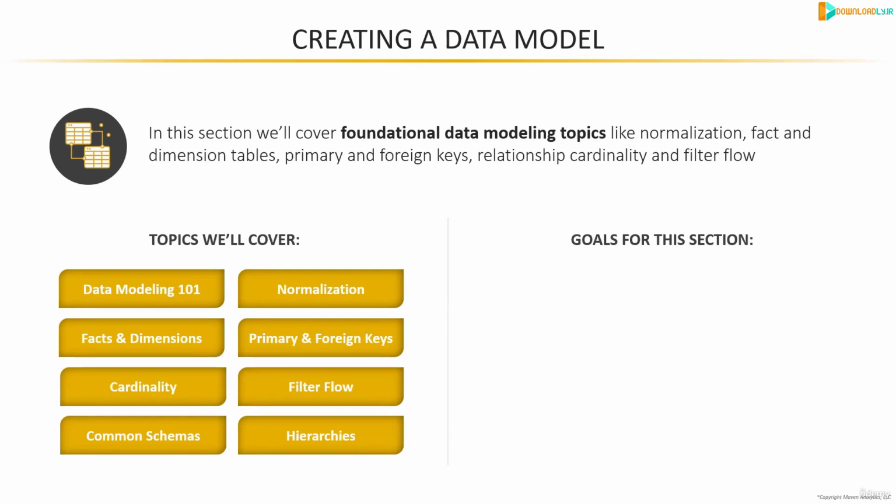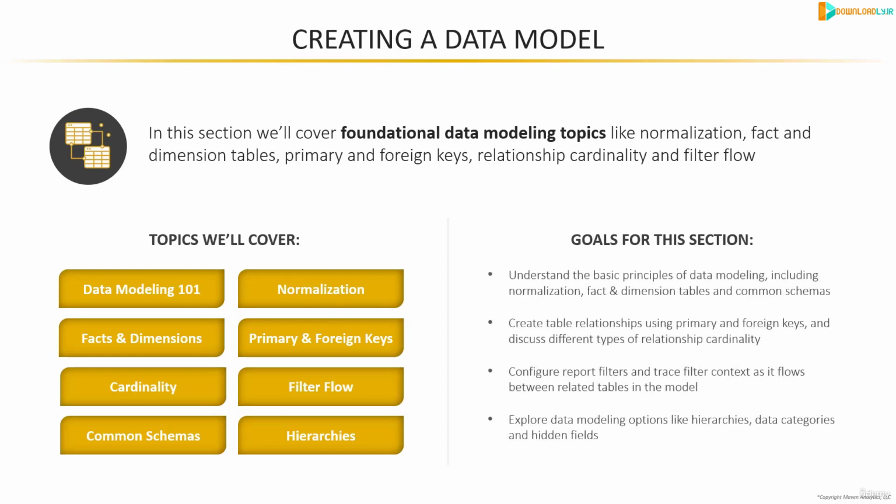We'll start with a high-level data modeling 101 overview, then talk about what normalization is and why it's so important. We'll compare and contrast fact or data tables from dimension or lookup tables. Also drill into primary and foreign keys, what they mean, where you can find them. From there, we'll talk a little bit about relationship cardinality and filter flow, which will be critical for understanding exactly how your model works. And we'll wrap up with a quick overview of some different types of common model schemas, like star and snowflake schemas, and some additional tools like categories and hierarchies.